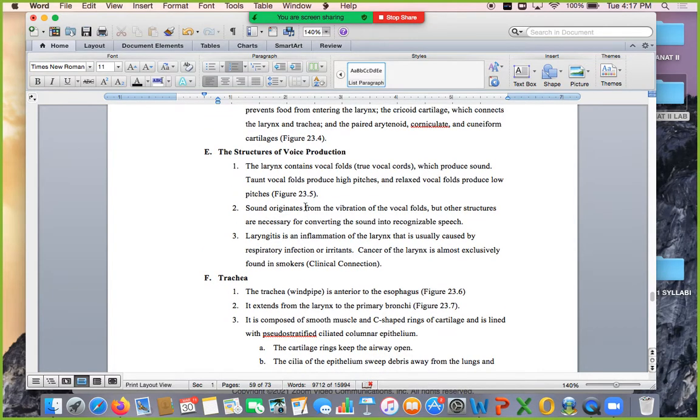In the larynx, we have some interesting things. So we have vocal folds that are true vocal cords as well as false vocal cords. The true vocal cords are going to produce sound, and they do that by way of specialty muscles that are going to get tighter or more lax to produce higher or lower pitches. And if we end up with laryngitis, that's basically going to be an infection or an inflammation of the larynx caused by respiratory infection.